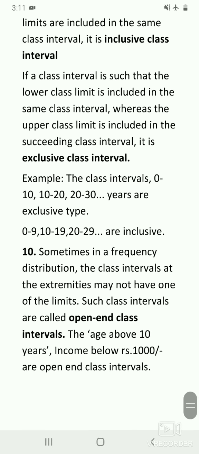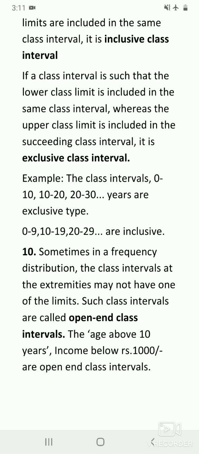Let's see examples. The class intervals 0 to 10, 10 to 20, 20 to 30 years are exclusive type. Here 0 to 10 is the first interval, the second interval is 10 to 20. So 10 is taken as the lower limit of the next class. Similarly, 20 is not considered in the class interval 10 to 20, but 20 is the lower class limit of the next class interval.